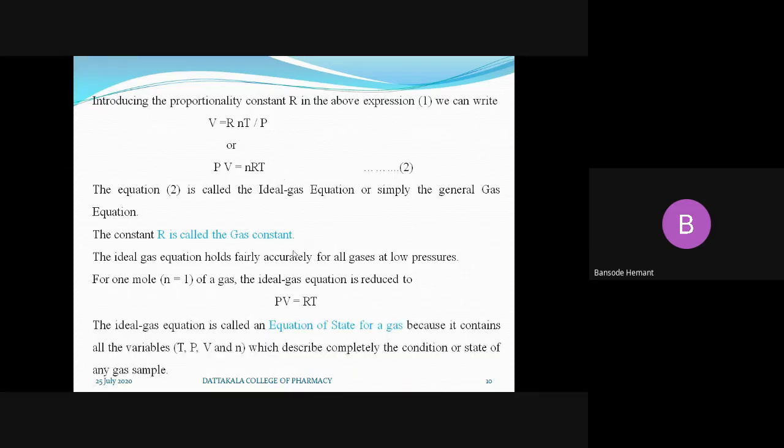The ideal gas equation is called the equation of state for a gas. Why is it called the equation of state for a gas? Whenever a substance is present in the gaseous state, it is expressed by the ideal gas equation, PV is equal to nRT. Because all the parameters and variables required to express the gaseous state of the molecules are temperature, pressure, volume, and number of moles, and from this equation we get temperature, pressure, volume, and number of moles. That means all the variables required to explain the gas we get from the ideal gas equation, PV is equal to nRT. That's why it is called the equation of state for a gas.